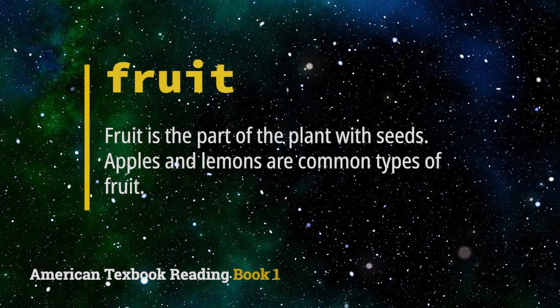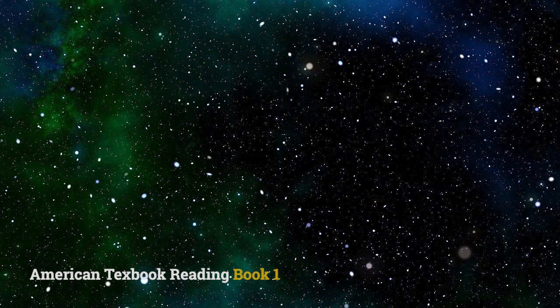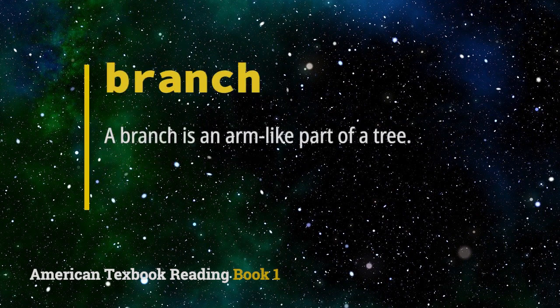Fruit. Fruit is the part of the plant with seeds. Apples and lemons are common types of fruit. Branch. A branch is an arm-like part of a tree.